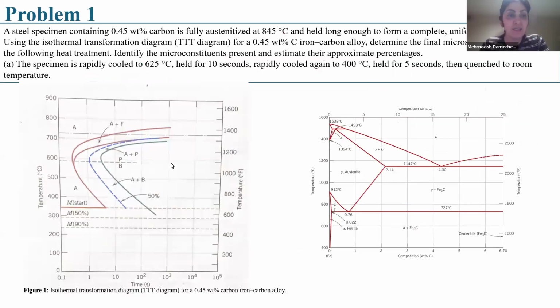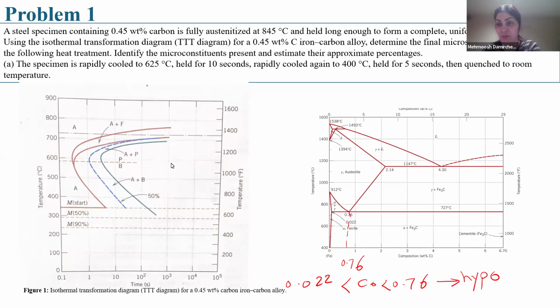Here we have a steel specimen containing 0.45 weight percent carbon. It's very important. Look at here. The eutectoid composition is 0.76. When we are talking 0.45, it means C naught is less than 0.76 and more than 0.022. So it is hypoeutectoid, if you remember.